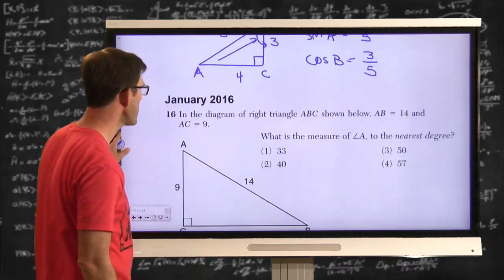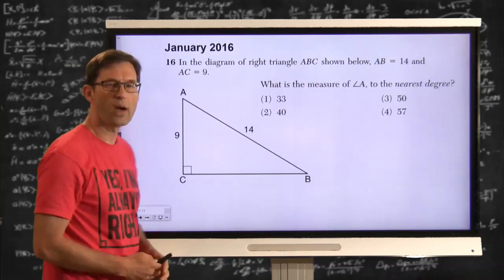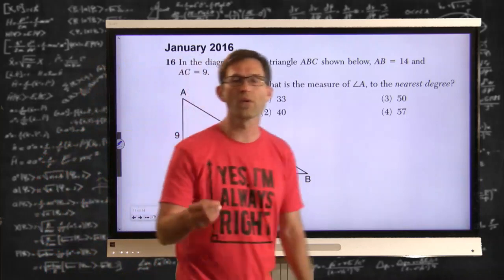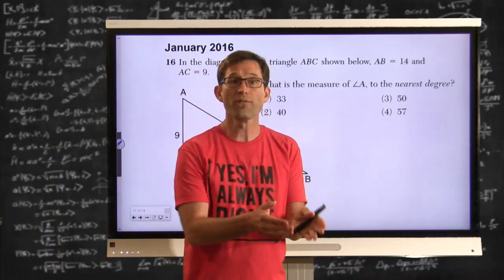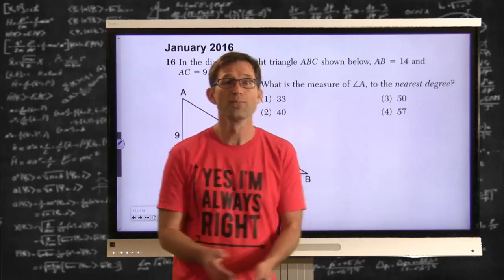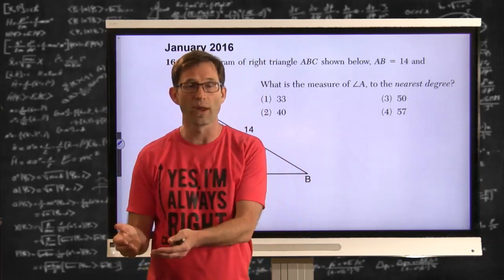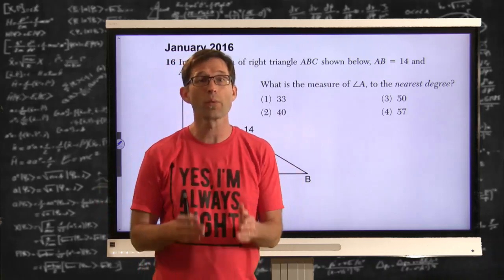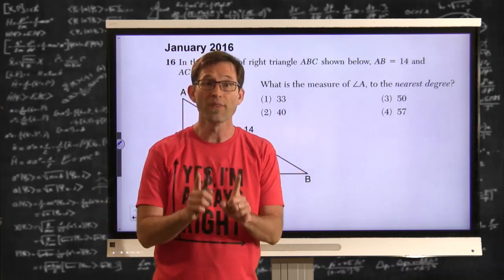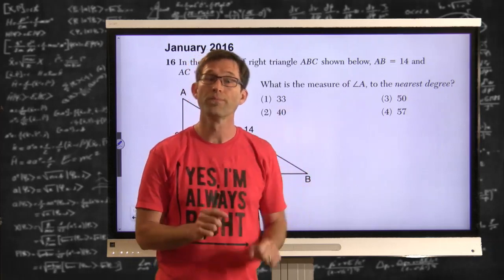Okay, let's do another right triangle trig problem. Now, in right triangle trig problems, in a very practical sense, you're only going to ever do one of two things. You're either going to find a missing side of the right triangle, or you're going to find a missing angle of the right triangle. We already did one, the first problem with the tree and the angle of elevation, where we found a missing side, the height. In this case, we're going to find the angle.